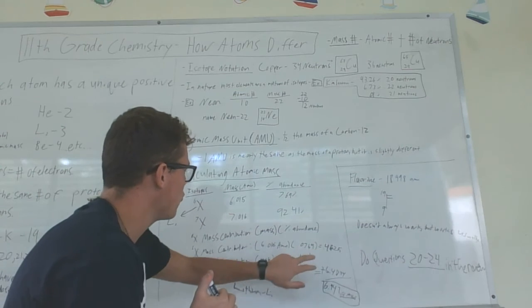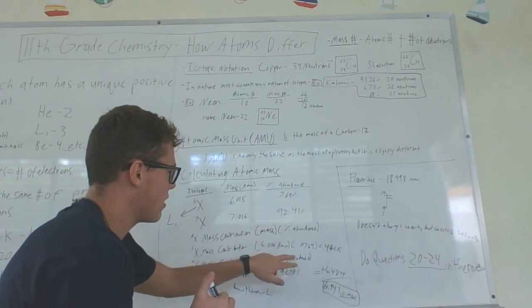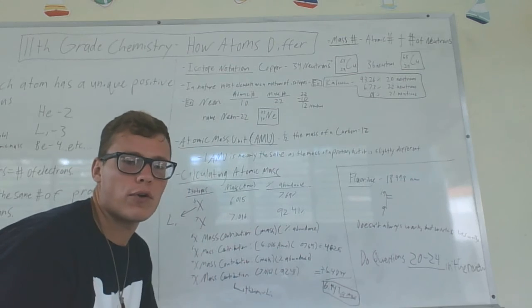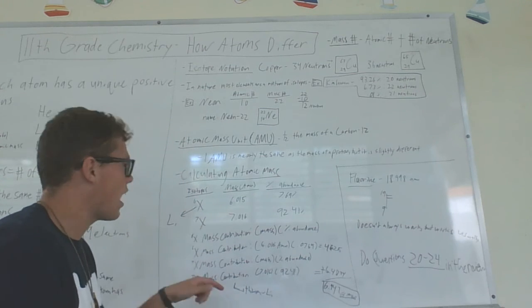So you have to add the two up after you calculate it with each percentage. You add them up, you get the total atomic mass units, and then you see how much they weigh.